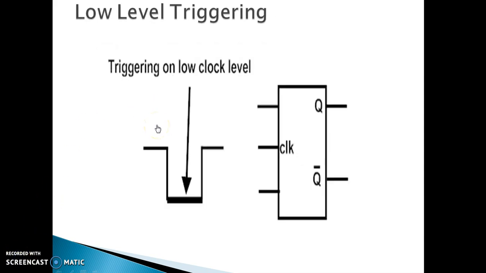Now see what low level triggering is. In low level triggering, the output of the flip-flop changes only when its enable input is at low state, that is logic low or logic 0. The symbolic representation of low level triggering is as shown in this figure. Low level triggering is usually indicated by a bubble at the clock input.